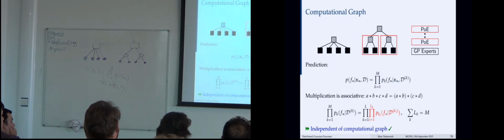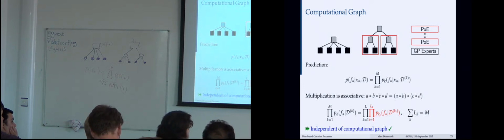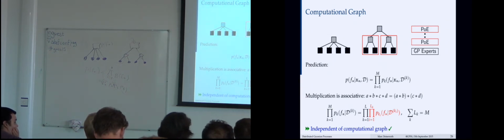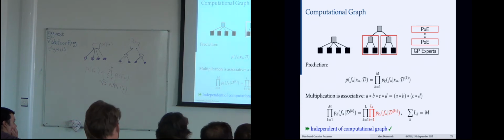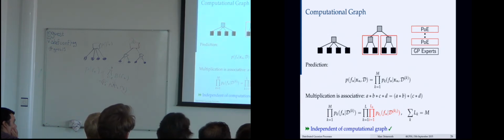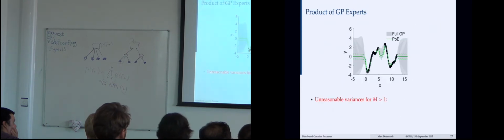So if you now think about stacking a lot of these models together and getting a much deeper hierarchy, you could think about it in this way, where you have the Gaussian process experts, and then you have many product of experts models sitting on top of each other, just using the computations from the subtree that belongs to them. That is how you can do this. So we have a model now that scales. It's independent of the computational graph and doesn't perform very well.